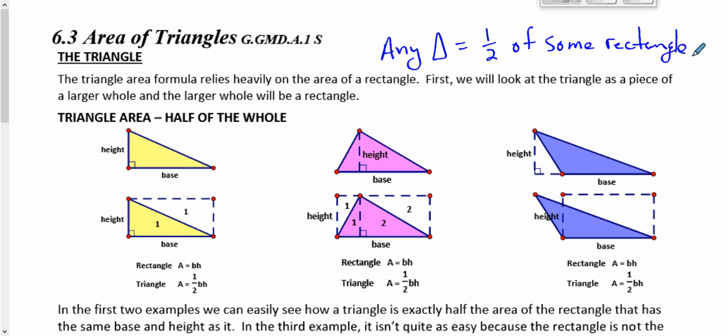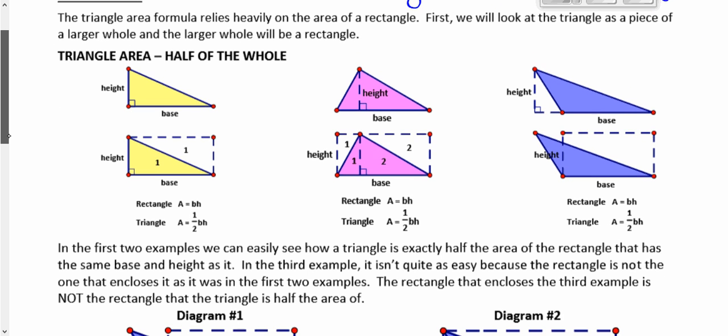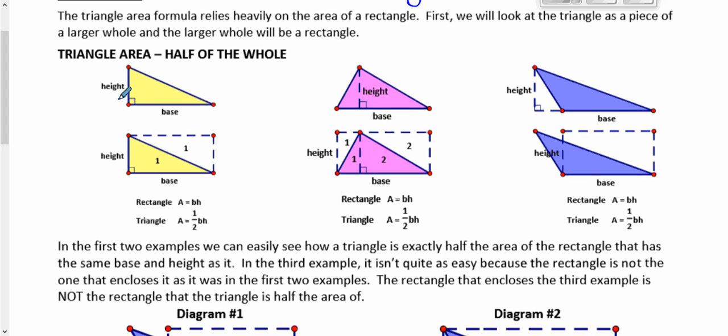So here are some examples down here. So here's a triangle in yellow. It has height and base. And of course, the base and height, as always, for area, have to be measured perpendicular to one another. And in this case, it is. It's a right triangle. As you can see, this right triangle is half of this rectangle that it may have come from. Okay?